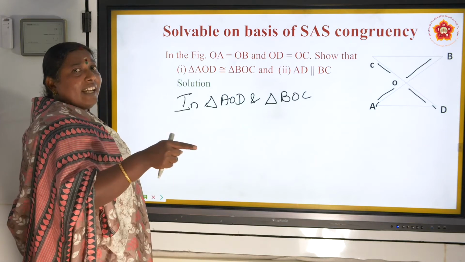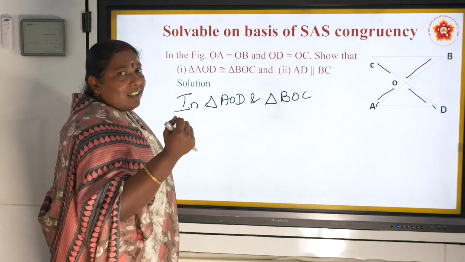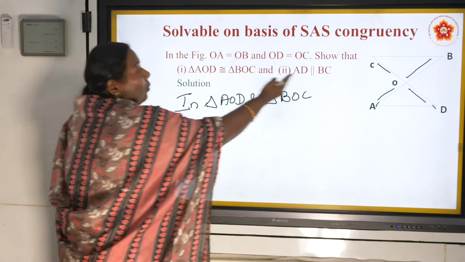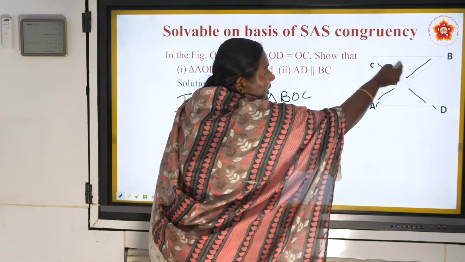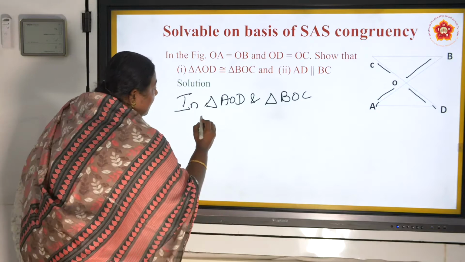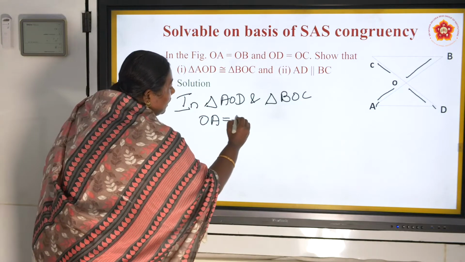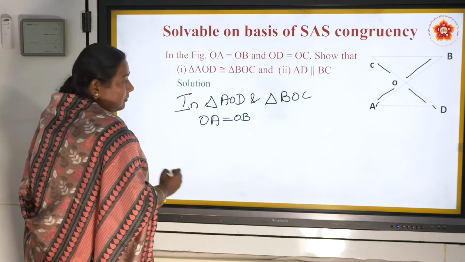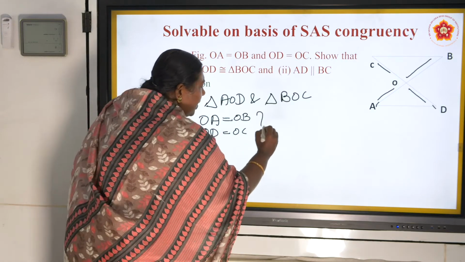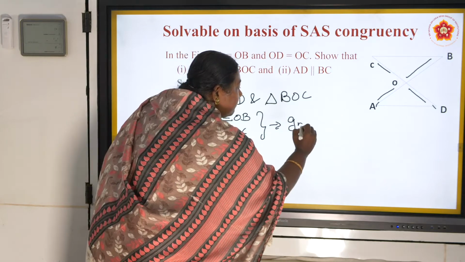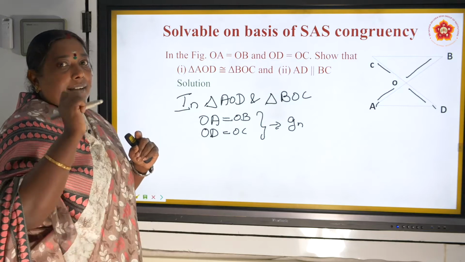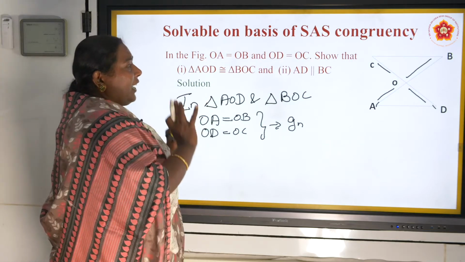I know if I have two sides and one angle equal, I can tell that two triangles are congruent. Already they have given one side of one triangle and the other side of the other triangle are the same. Is it right? So let us write that first. OA is equal to OB and OD is equal to OC. Both are already given. Now what is the one thing I want? Angle. How to find the angle?